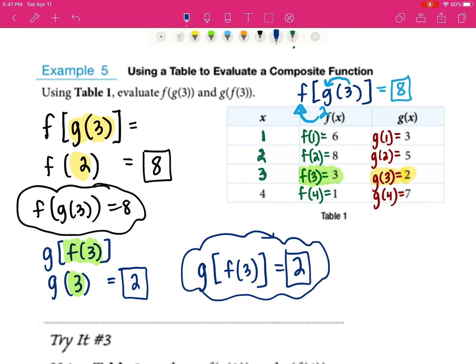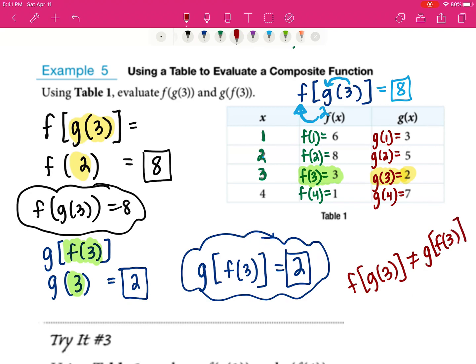Notice how the order does matter. f of g of 3, I'm going to write this off to the side. f of g of 3 in this case is not equal to g of f of 3. So in this case, those two composite functions are not equal.